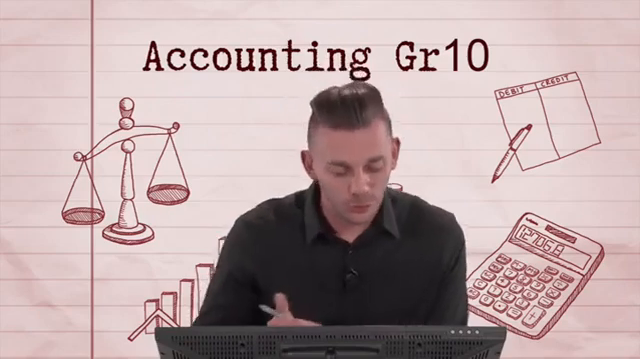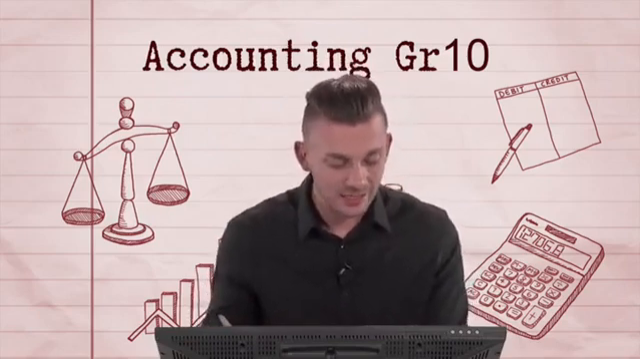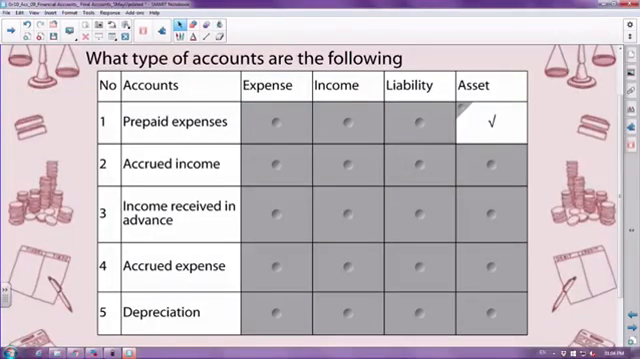Okay guys, I know you got all of them right. Remember, your prepaid expense will be an asset. Accrued income will also be an asset. They owe you money. Where income received in advance, you owe someone. Accrued expense, you owe someone. And then depreciation will be the expense.